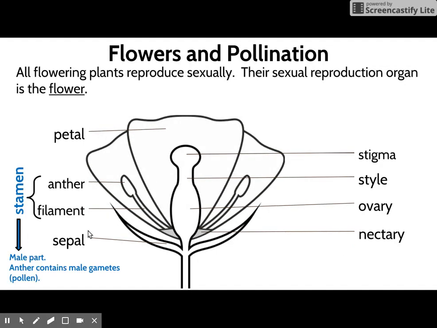Well, on this side, we have the anther and the filament, which make the stamen. So the stamen has two pieces, anther and filament, and that's the male part. It contains the genetic code from the male part of the plant. And over here, we have the carpel, which has three parts, stigma, style, and ovary, and that's the female part, and that's where the fruit and the seeds are made.